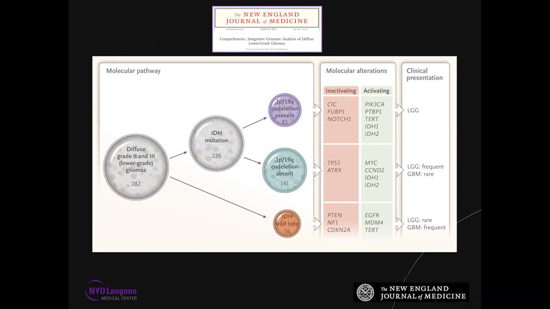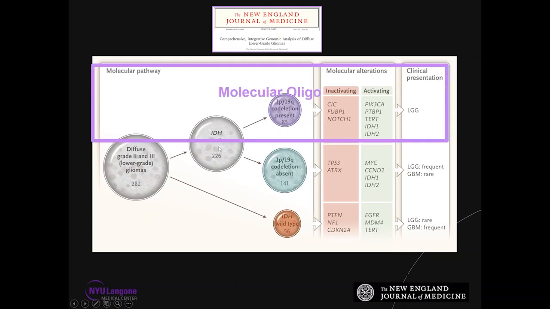This is another paper in 2015 in NEJM from the TCGA group, which looked at lower grade gliomas, grade 2 and 3, and divided these gliomas based on the IDH mutation. So the majority will have IDH mutation, and the next thing you look at is 1p19q co-deletion. And a big chunk of these IDH mutated tumors also have 1p19q co-deletion, and these were the ones which were classified as molecular oligodendrogliomas.